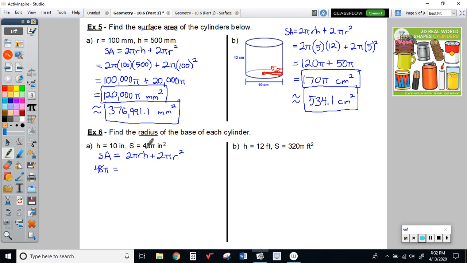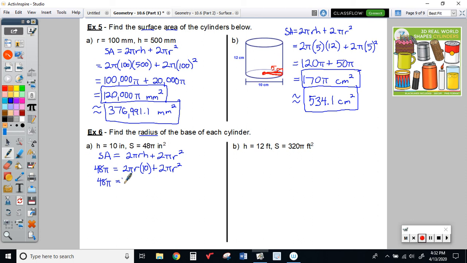The height is 10, so anywhere I see an H, I'm going to put in 10. And then anywhere I see an R, I'm going to leave it as an R. I'm going to solve for R. So I've got this as my next step. It's paying off that I'm writing out the formula in general and then plugging in numbers from there. Makes it a lot easier to follow and be consistent and clear with your work that way.